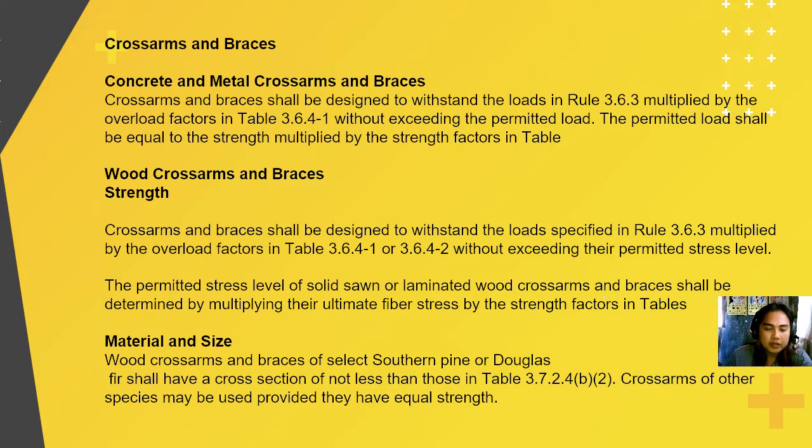Wood cross arms and braces. For the strength, cross arms and braces shall be designed to withstand the load specified in rule 3.6.3 multiplied by the overload factors in the table without exceeding the permitted stress level. The permitted stress level of solid sawn or laminated wood cross arms and braces shall be determined by multiplying their ultimate fiber stress by the strength factors and materials and size. So wood cross arms and braces of select southern pine or Douglas fir shall have a cross section of not less than those in the table. Cross arms of other species may be used provided they have an equal strength.